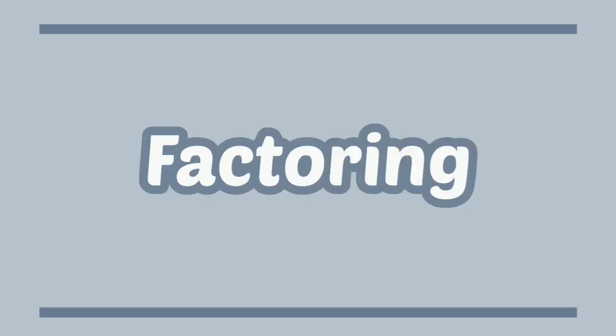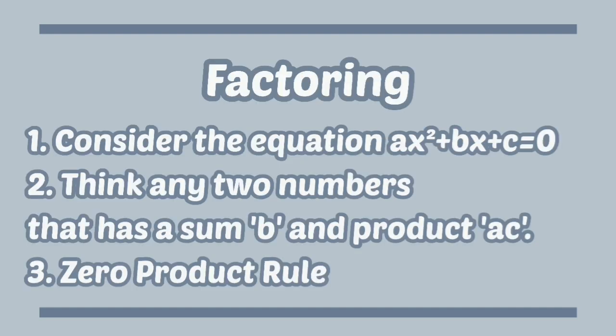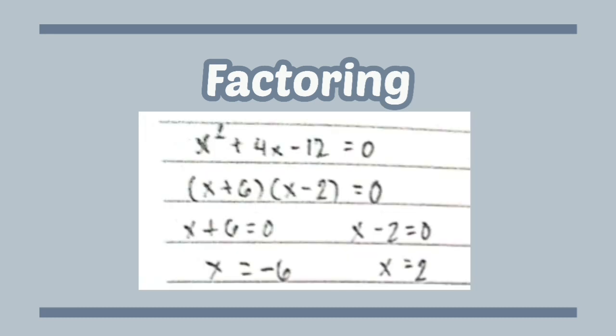First case, factoring, or the process of taking the expression and writing it as a product of its factors. Steps would be considering the equation's form, finding two numbers such that their product is equal to AC and the sum equals B, and applying the zero product rule.